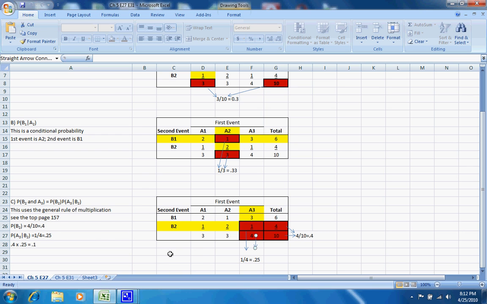And so now we're going to multiply both of those probabilities. We're going to multiply the 0.4 from the first part of the equation times the 0.25 from the second part, and that'll give us an overall probability of 1/10. So this concludes the video solution for exercise 27 in chapter 5.